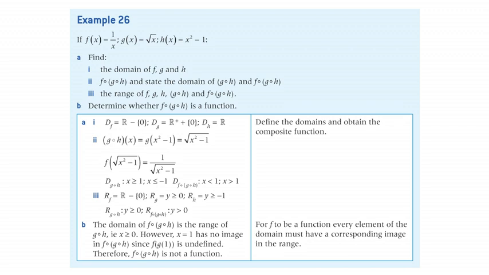For part B, you can see that function composition results in a function. Part B, f circle g circle h is not a function because f of 1 does not exist, and 1 is in the range of g circle h.